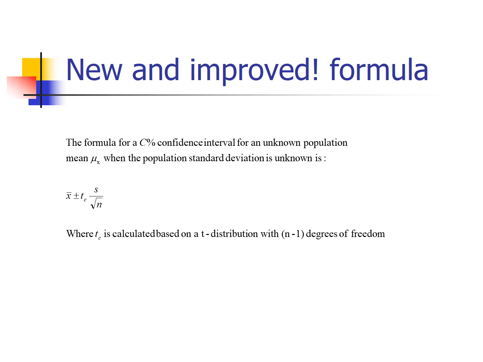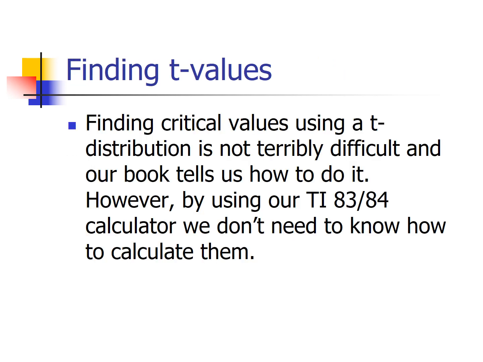Mathematically, that changes how we calculate the critical value. It's now based off a t-distribution rather than a z-distribution, and that t-distribution has n minus 1 degrees of freedom. Now, finding the critical values, finding that t sub c, it's not particularly difficult. You have to use a table to do it, although there are some ways of doing it in the calculator. Our book walks us through how to use the table and perhaps the calculator.